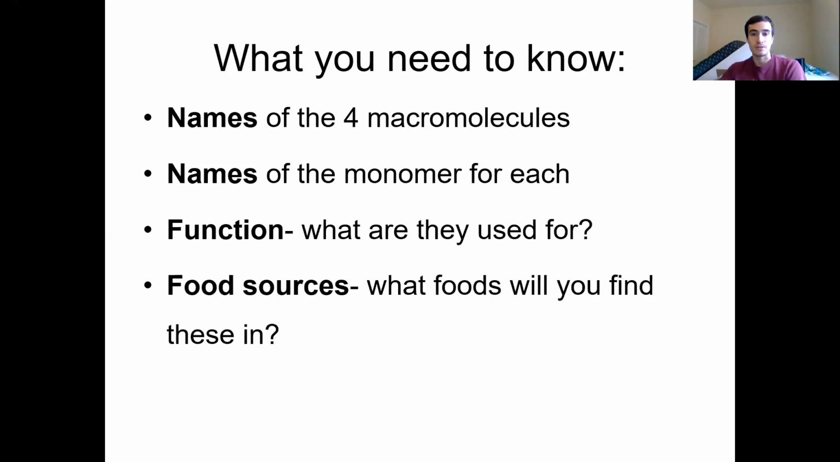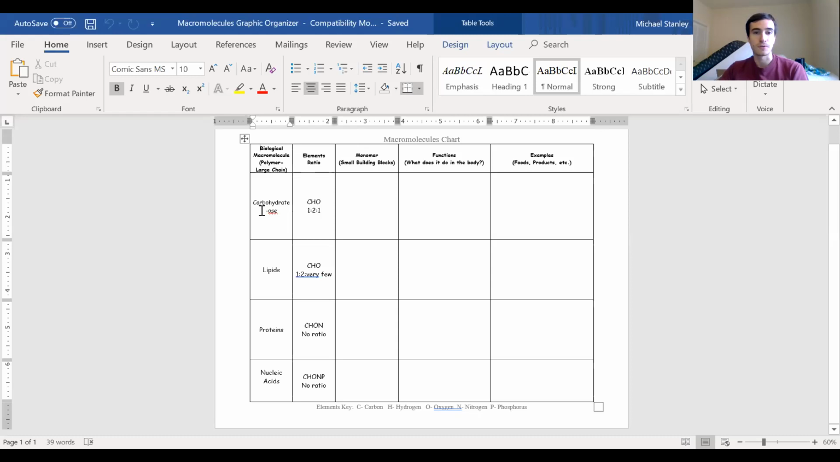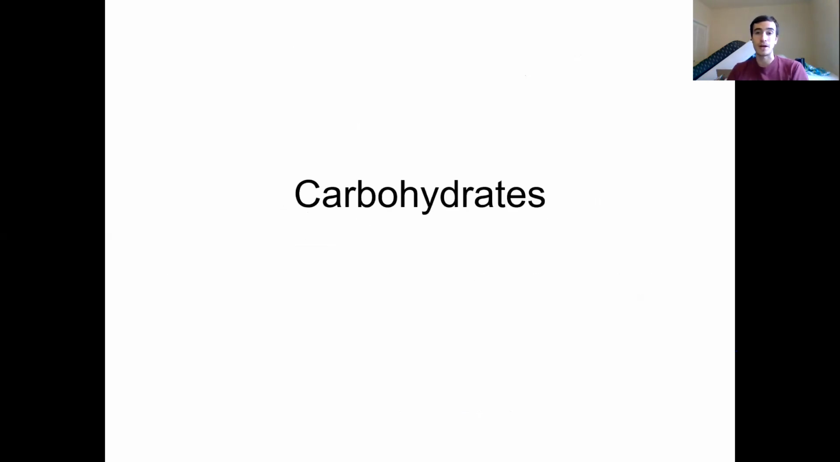And the reason that you need to know this is because your homework that goes along with these notes is this macromolecule chart right here. And so for each macromolecule, carbohydrates, lipids, proteins, and nucleic acids, you have to write down the name of the monomer, its function in the body, and some examples of food and other food products that this macromolecule comes in. So with that, let's get started with our first group of macromolecules, the carbohydrates.